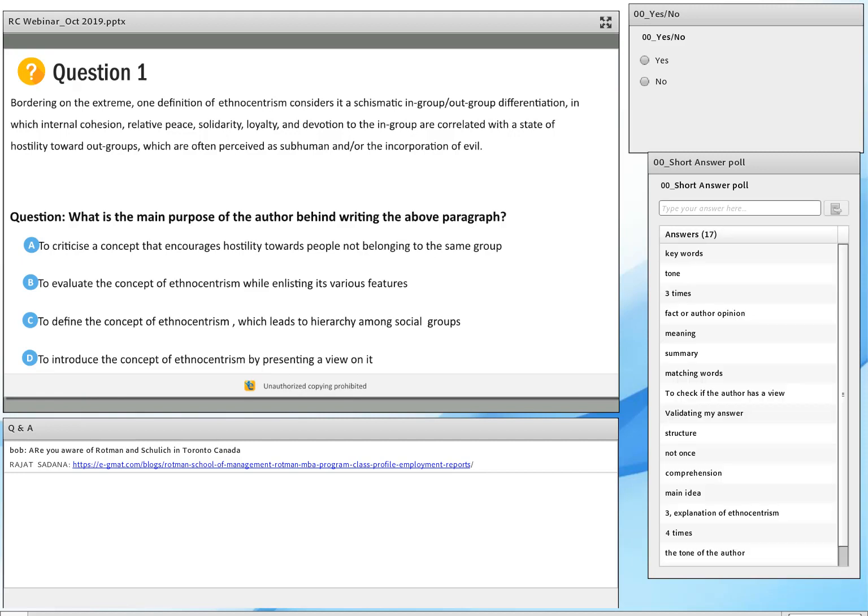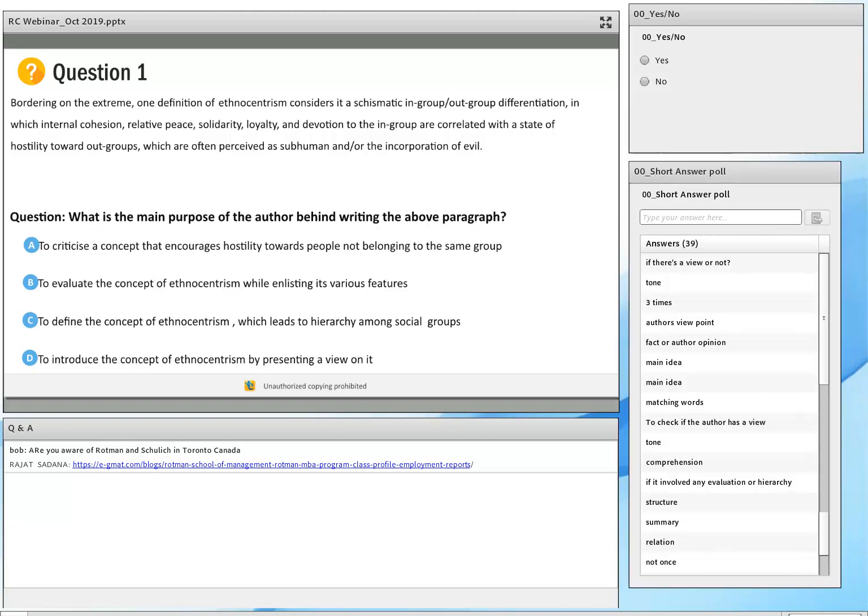The tone of the author, if there is a viewpoint, fact or author opinion, main idea, matching words, if there is a view or not, if it involved any evaluation or hierarchy. So very, very good. I want you to keep in mind the stuff that a number of you were going back to the passage to verify, because we are going to see how you can make sure that you get all of this information while you're reading the passage the first time. This is the idea that I want you to understand. So good. Thank you for being so expressive here.